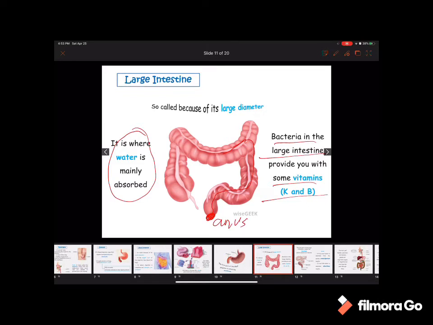If you look at the next slide, you're going to see that. But let me just remind you that we call it the large intestine because it has a large diameter. As you can see, it's larger, it's thicker than the small intestine.